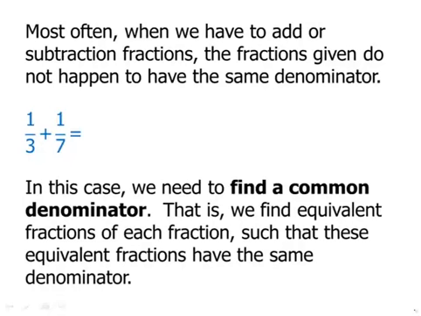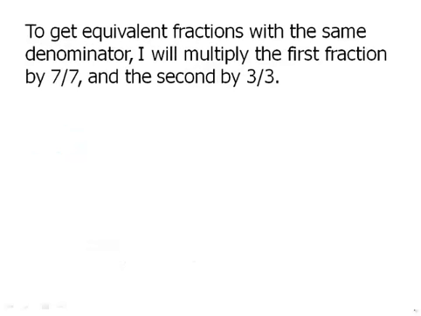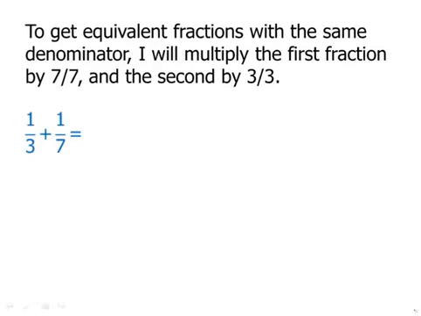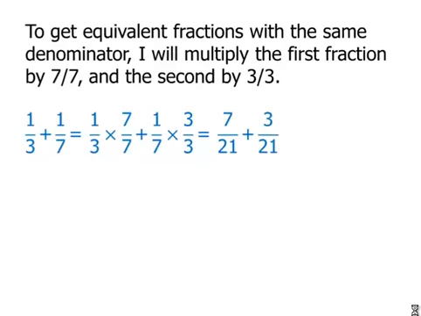In this case, we need to find a common denominator. That is, we need to find equivalent fractions of each fraction such that these equivalent fractions have the same denominator. To get equivalent fractions with the same denominator, I will multiply the first fraction by 7/7 and the second fraction by 3/3. So I start out with this, multiply the first by 7/7, the second by 3/3. Of course, in each case I'm multiplying by 1, so I don't really change the value.